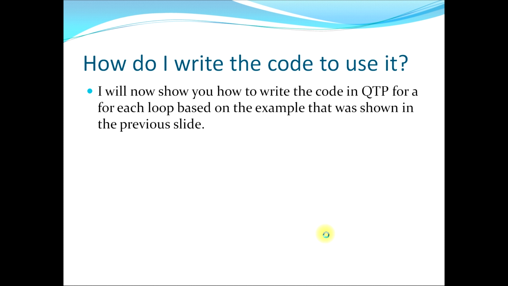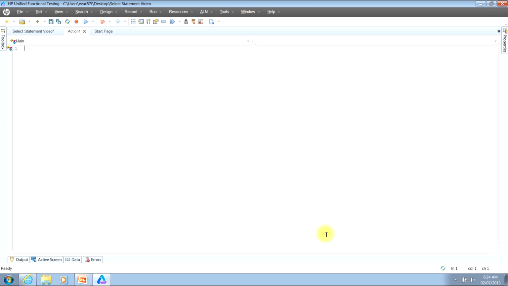This moves us to our third topic, which asks the question, how do I write the code to use it? I'll now show you how to write the code in QTP for a for each loop, based on the example that was shown in the previous slide. For our video, we will be using an array as the container object for the members of our group that we'll be looping through. So to create an array, you first need to give it a name.